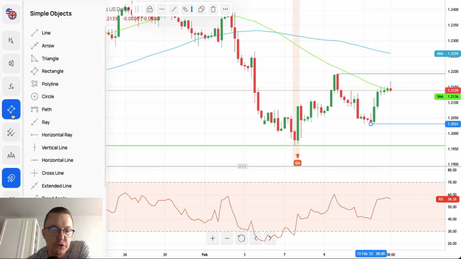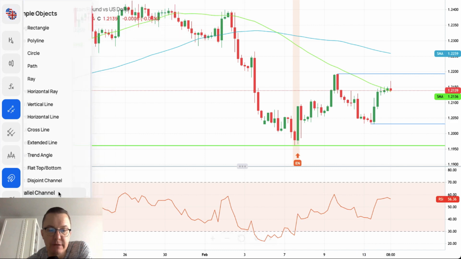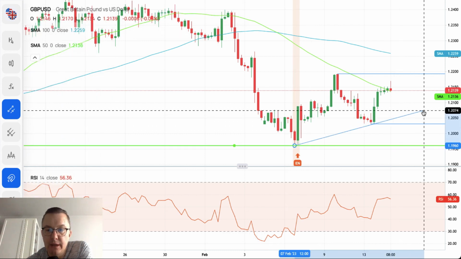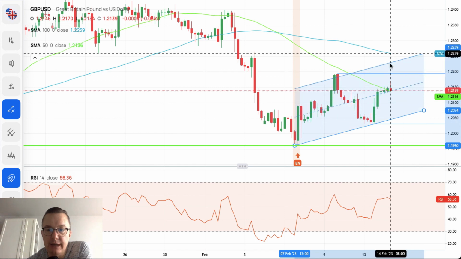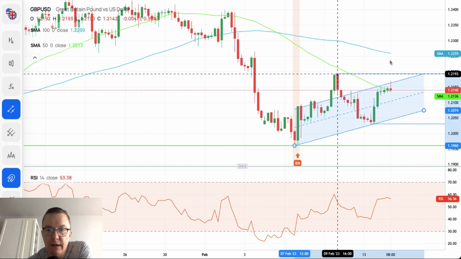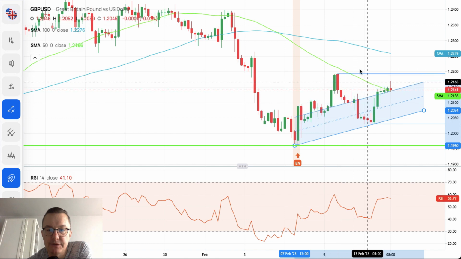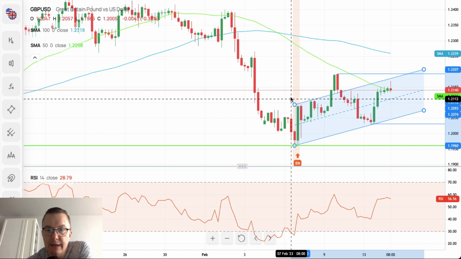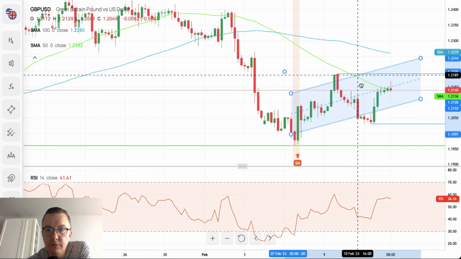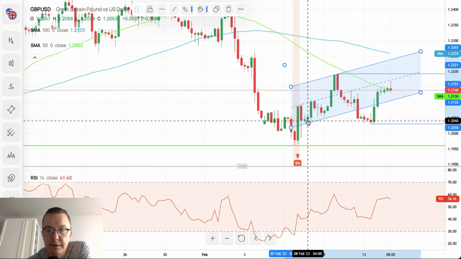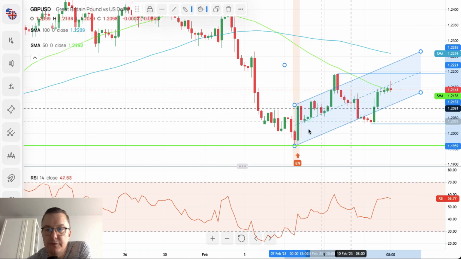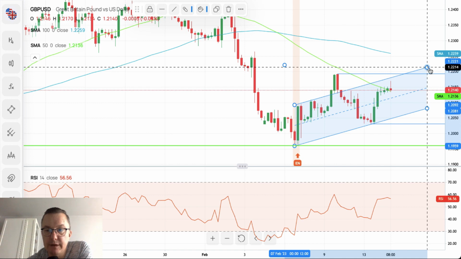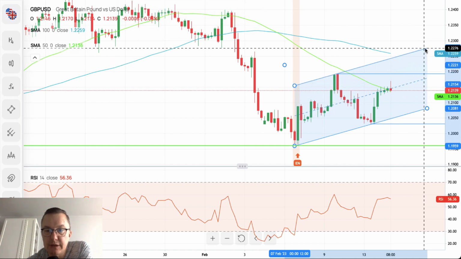We can do some sort of parallel channel here. Let's see if that will work, because that would be our lower line of the channel, and that might be our upper line of the channel. Yes, let me just find out. Okay, I got my magnet, so magnet is off, and the upper line of the channel would be a little bit higher, maybe here. There you go. And now if we do it like this, you can see that the market might be moving inside of this channel, so something like this.